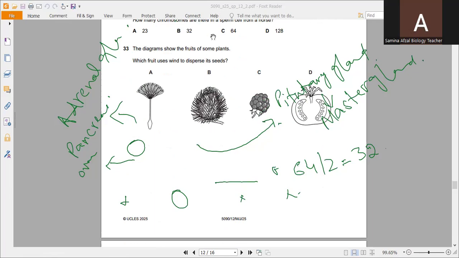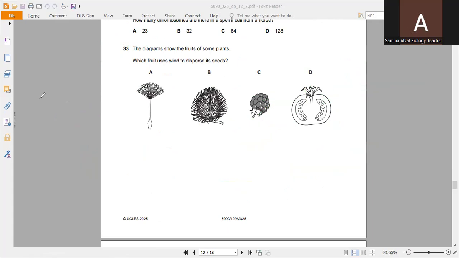Then question number 33. The diagram shows the fruits of some plants. Which fruit chooses when to disperse its seeds? You can see B has hooks over it, so it will be dispersed by animal fur or body.